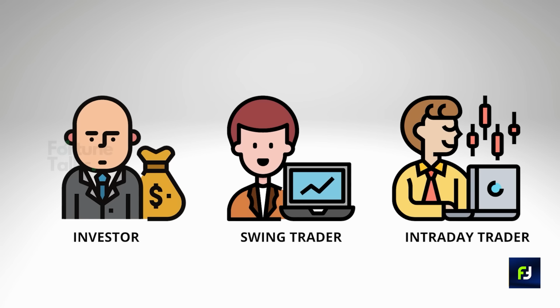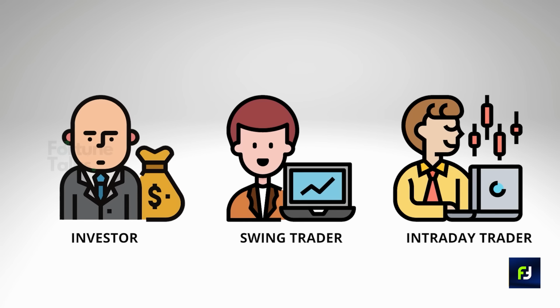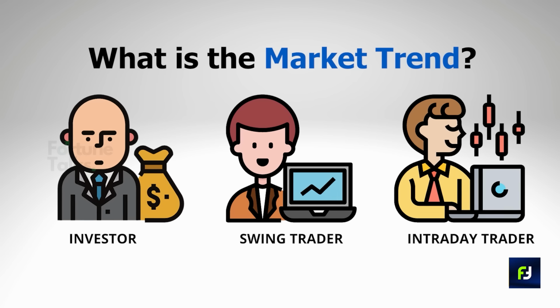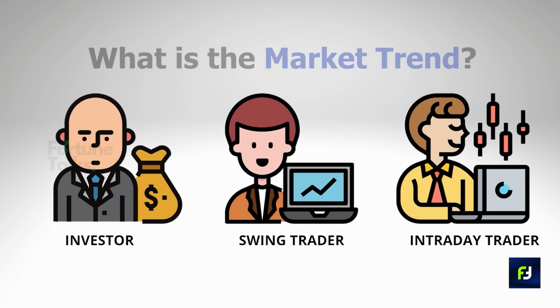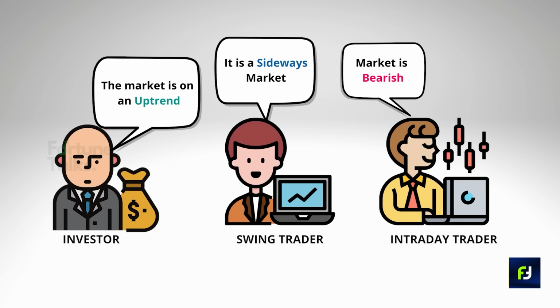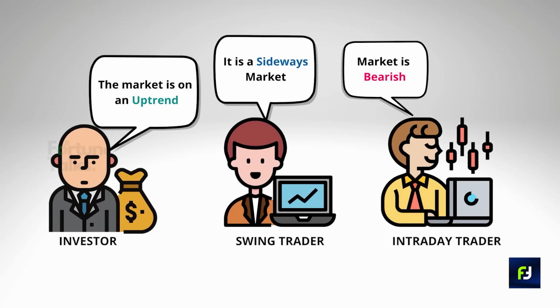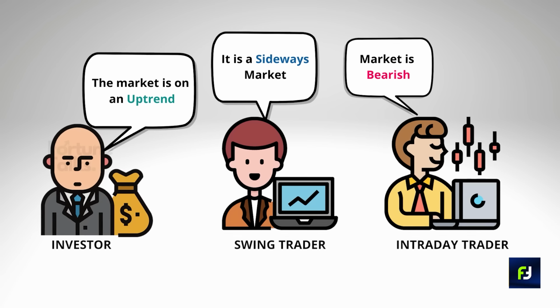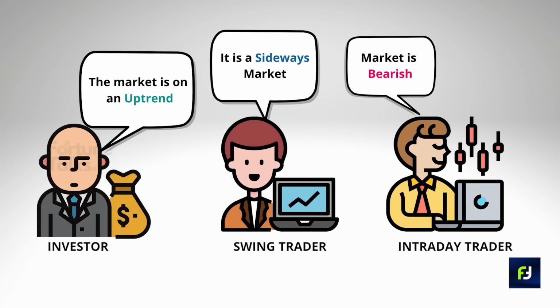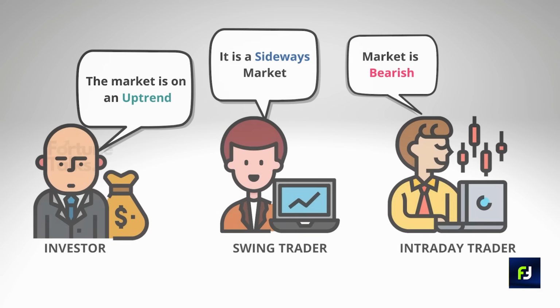Before moving on further, let me talk about a situation where there are 3 stock market participants: an investor, a swing trader, and an intraday trader. If I ask them what is the present market trend, do you think all of them will have the same answer? Not necessarily. Investor could say it's a bullish market, while the intraday trader would say it's a bearish trend. Even the swing trader can say there is no trend at all or the market is sideways.